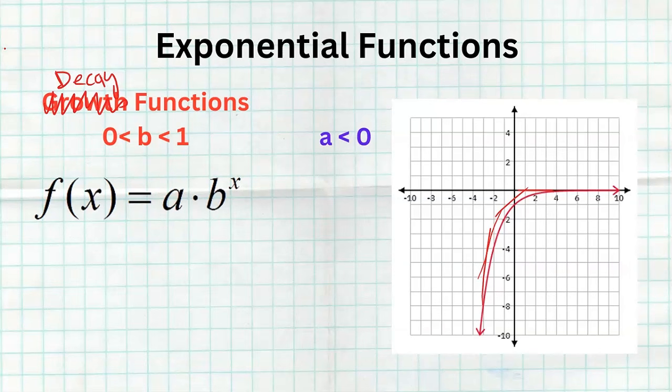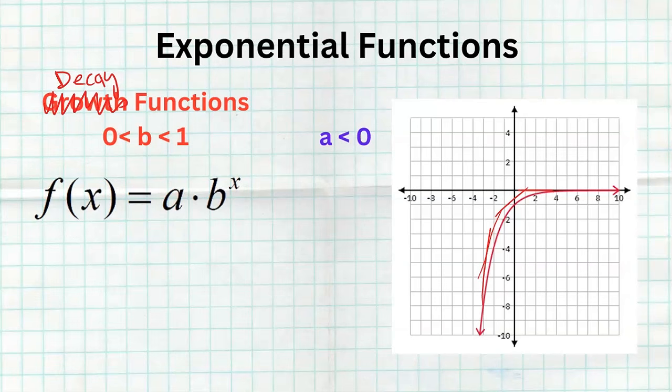So those are different types of graphs, and you can kind of get a feel. If you just know those ideas about the b value: greater than 1, it's going to be a growth. Between 0 and 1, it's going to be decay. But then don't forget, if that a value is negative, it causes that reflection. So really think about that if you're asked about concavity and different things like that.